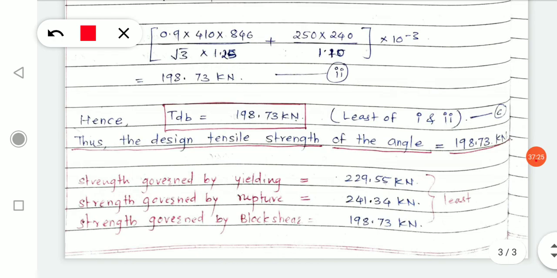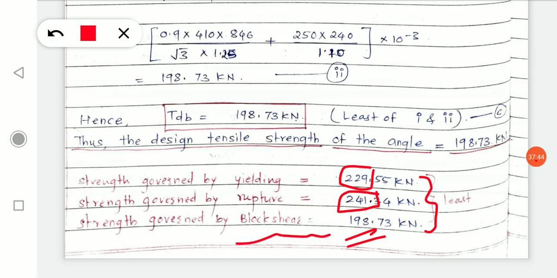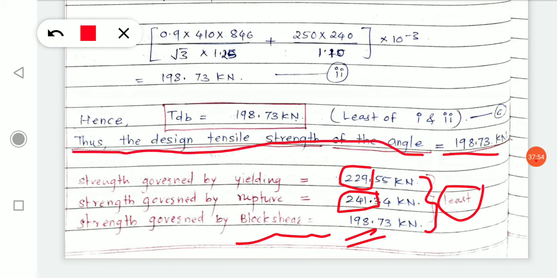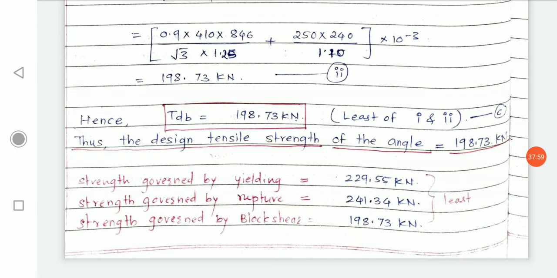Why are we considering the least? Because before reaching the higher strength, the section may fail at block shear. If you keep waiting for yielding to happen and the section to fail, before that only block shear causes a failure. I hope you understood. That's why we consider the least out of these. And hence the design tensile strength of our angle is 198.73. Here our problem ends.